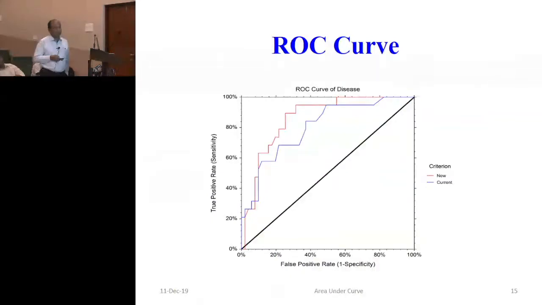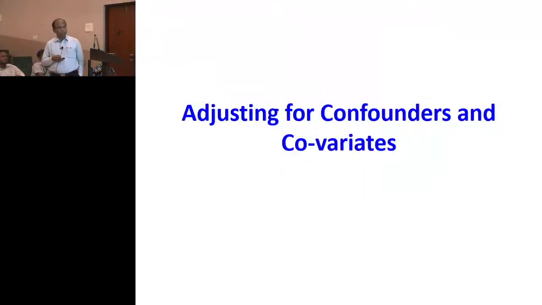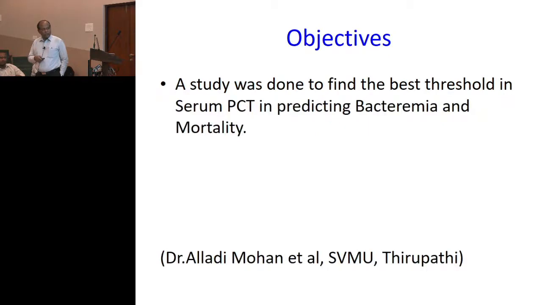The next one is the graphs of the one we are talking about. Adjusting for confounders and covariates. I'm going to use Dr. Aladi Mohan, the head of medicine from Puducherry University. He sent a paper about serum PCT in predicting bacteremia and mortality.